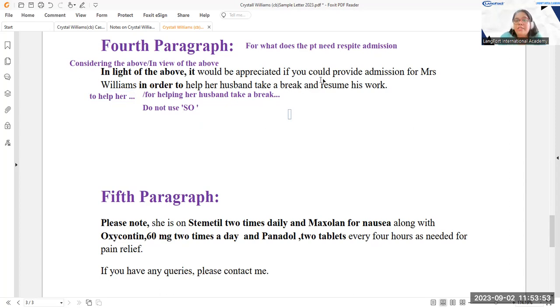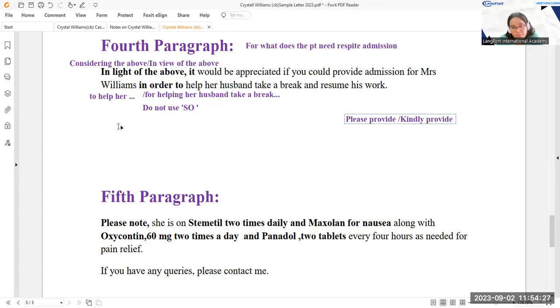It would be appreciated if you could provide, or you can say "please provide". You can say please provide, or kindly provide. In view of the above, kindly provide admission for Mrs. Williams in order to help her husband, or to help her husband, or for helping her husband take a break and resume his work, because the OET has suggested that we don't use "so" in OET letters. So that's why, instead of "so that" or "so", I've used in order to help her, or for helping her, or to help her.